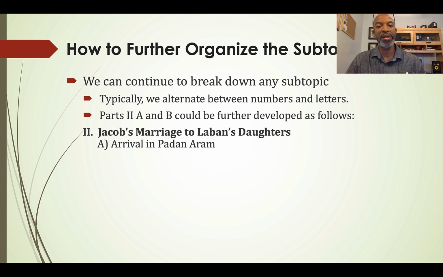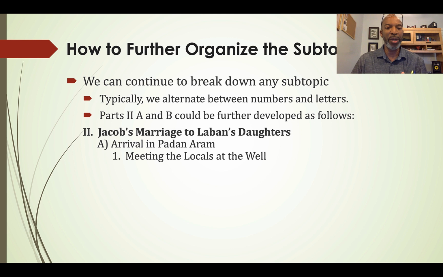Jacob's marriage to Laban's daughters is Roman numeral 2, and then, as I said, normally you go from a number to a letter. So part A is his arrival in Padan Aram. Now he wants to look at that arrival in Padan Aram and break it down further. So now we switch back to numbers again, but instead of using Roman numerals, we'll write the numbers in a different way. As you go from topic to subtopic to subtopic, you're going to switch from numbers to letters. It doesn't make any difference how you do it. This is just a standard way to do it.